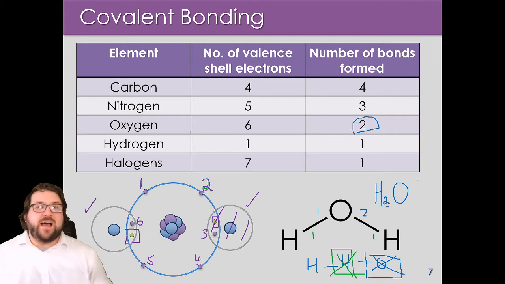So that's why atoms would ever form covalent bonds, because it helps them get to full outer shells, full electronic configurations, without having to give up electrons. They can just share them instead.